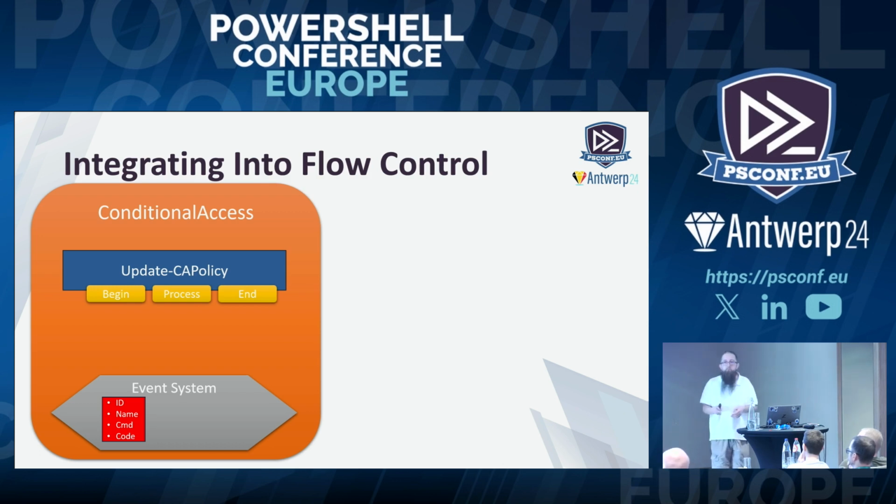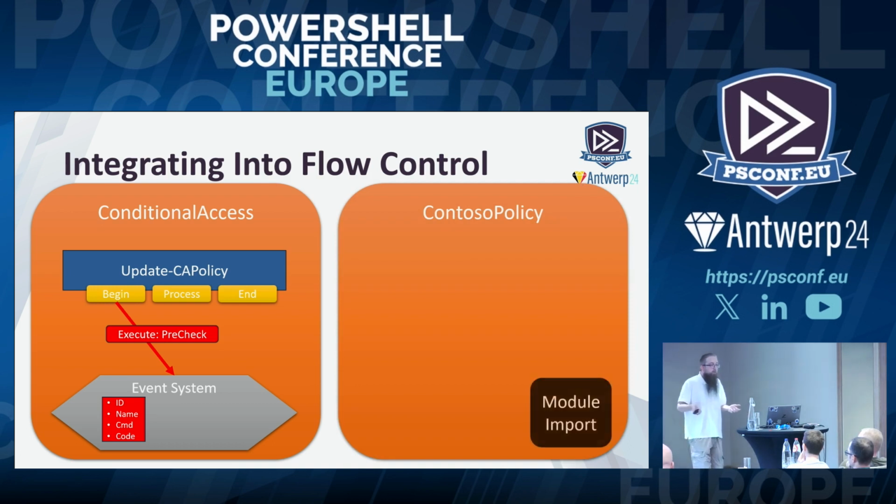This is again some storage inside of the module where I can sign up for an event: when this happens, run the following script block. Again, it's some kind of plugin-like thing at the end. So what Update-CAPolicy is doing, it's going to execute the pre-check event and look in that system, is there anything that signed up for my pre-check event?